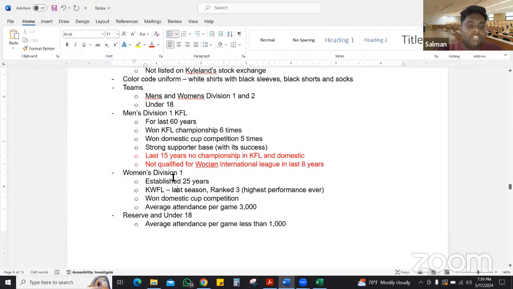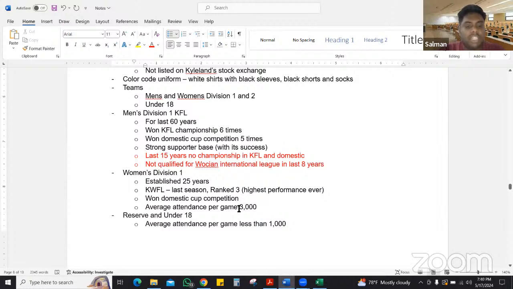If you look at Women's Division 1, it was established just 25 years ago. And in the Thailand Women's Football League, last season, we were ranked 3, which is our highest performance ever. Our performance has improved in the Women's League. They won the domestic cup competition last year. And the average attendance per game is 3,000.